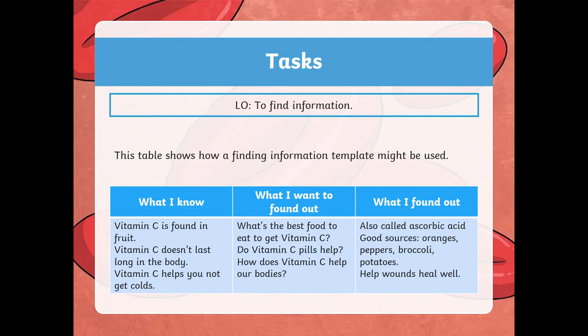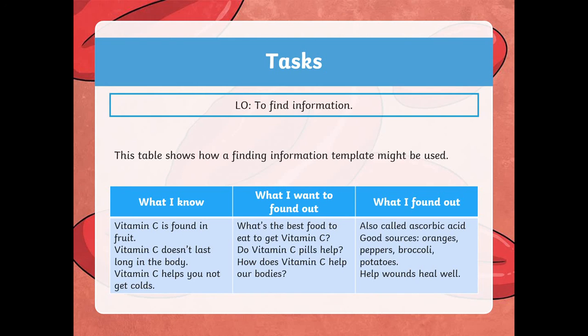So put your information into a table. So first one is what I know. So for instance, we've spoken about this. You know that vitamin C is found in fruit. Vitamin C doesn't last long in the body. Vitamin C helps you to not get colds, and vitamin C prevents scurvy.